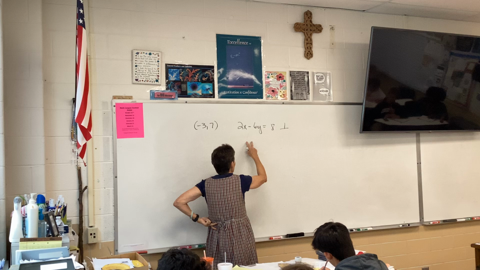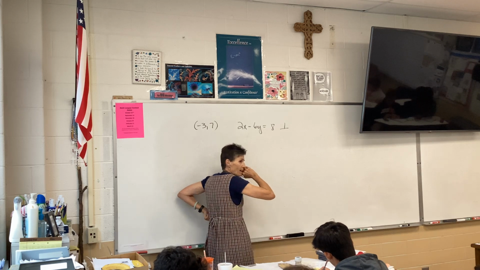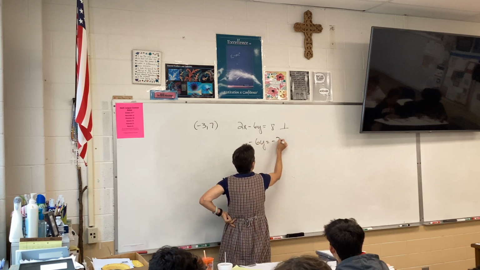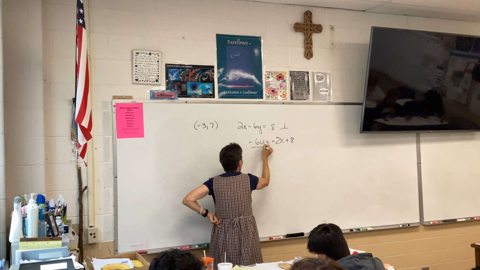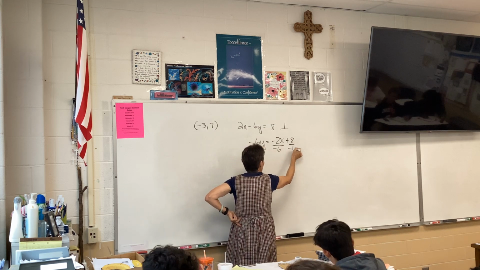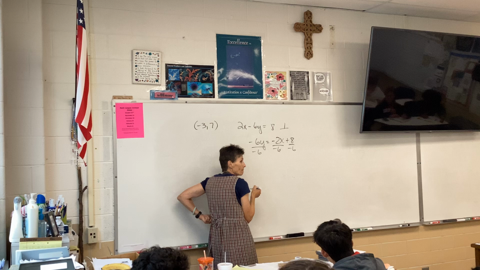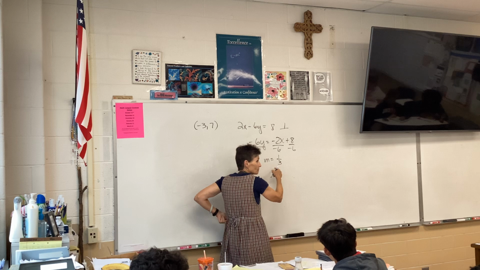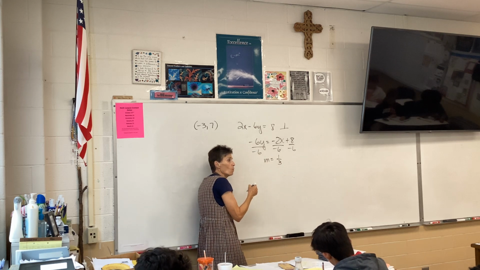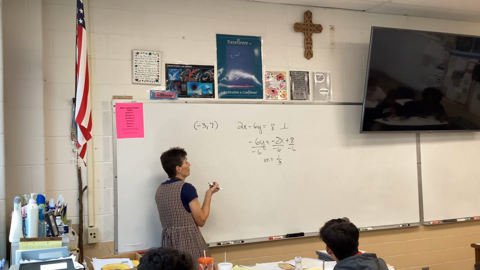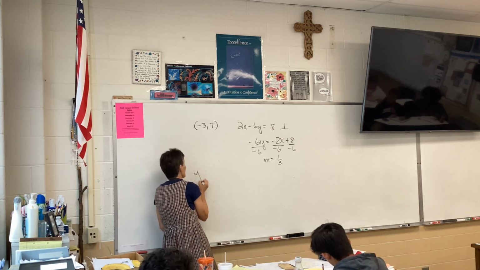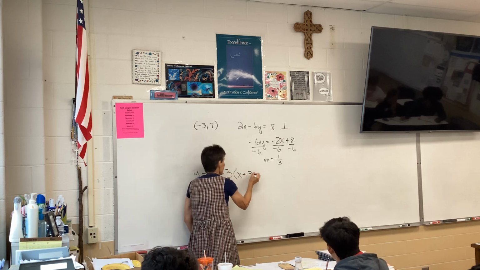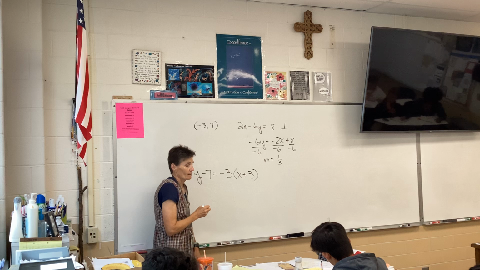So first we're going to find the slope of this line, and how did we say we were going to do that? We're going to get y by itself, so we'll subtract 2x, and then divide by -6. Everybody okay with that? Yes. So what's the slope here? 1/3. 1/3? So what will my perpendicular slope be? -3. So y minus 7 equals -3 times x plus 3. And that's it.